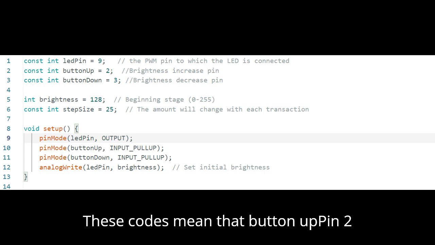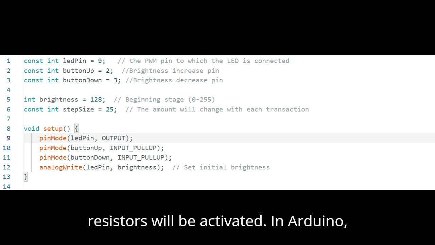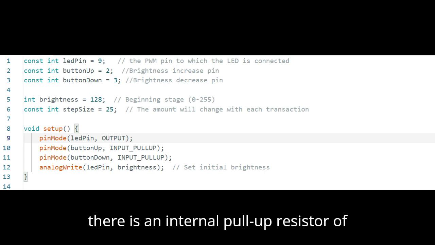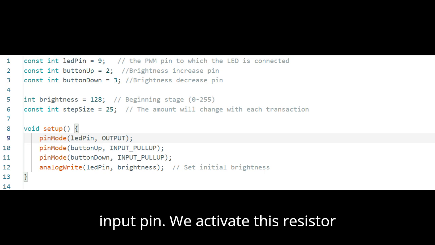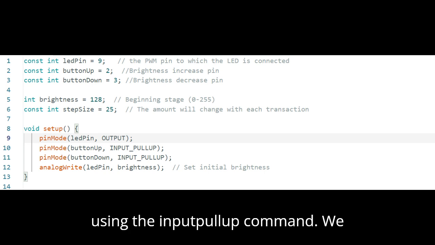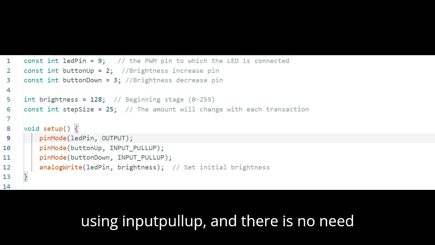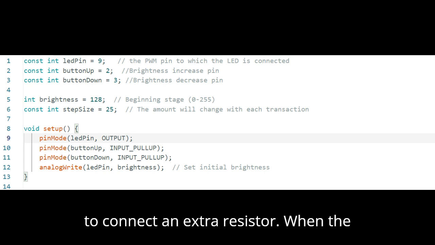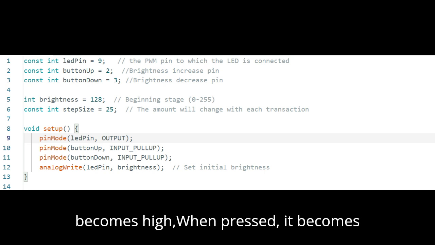These lines mean that button up, pin 2, and button down, pin 3, will be used as inputs and the internal pull-up resistors will be activated. In Arduino, there is an internal pull-up resistor of 20-50 kilohms in each digital input pin. We activate this resistor using the INPUT_PULLUP command, and there is no need to connect an extra resistor. When the cable is not touched, the pin becomes high. When pressed, it becomes low.